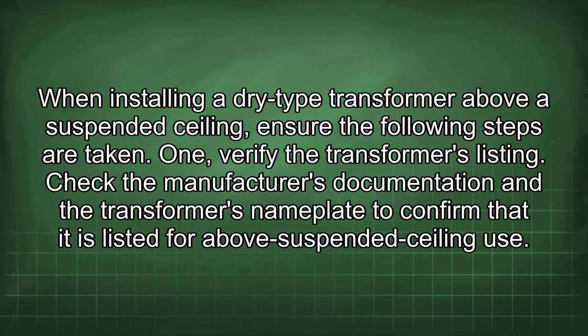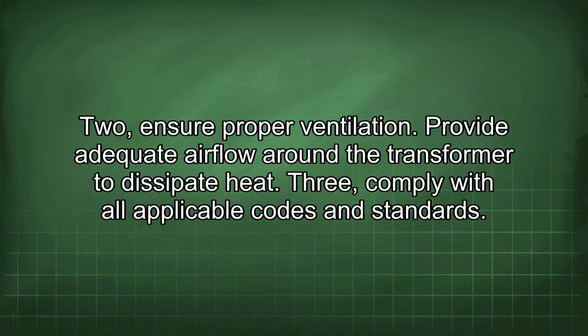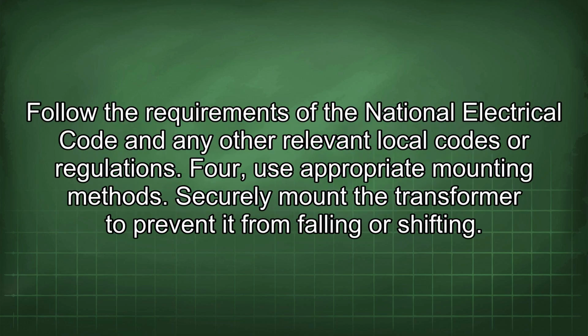When installing a dry-type transformer above a suspended ceiling, ensure the following steps are taken. 1. Verify the transformer's listing. Check the manufacturer's documentation and the transformer's nameplate to confirm that it is listed for above suspended ceiling use. 2. Ensure proper ventilation. Provide adequate airflow around the transformer to dissipate heat. 3. Comply with all applicable codes and standards. Follow the requirements of the National Electrical Code and any other relevant local codes or regulations.